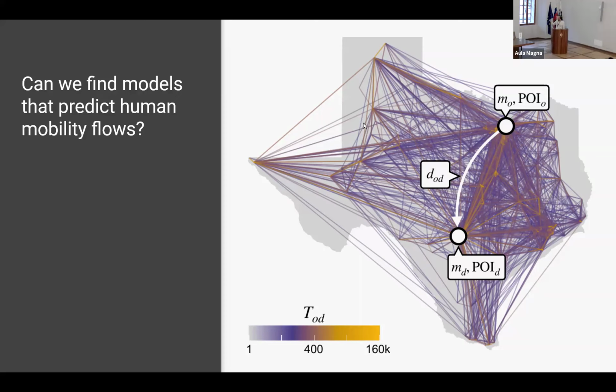And we know the distance between cities, and we would like to find models that predict how many people in a given week, let's say, are going to commute from one origin city to one destination city.